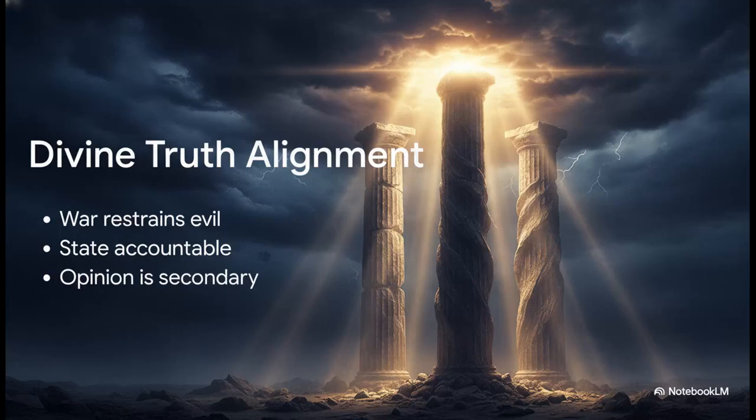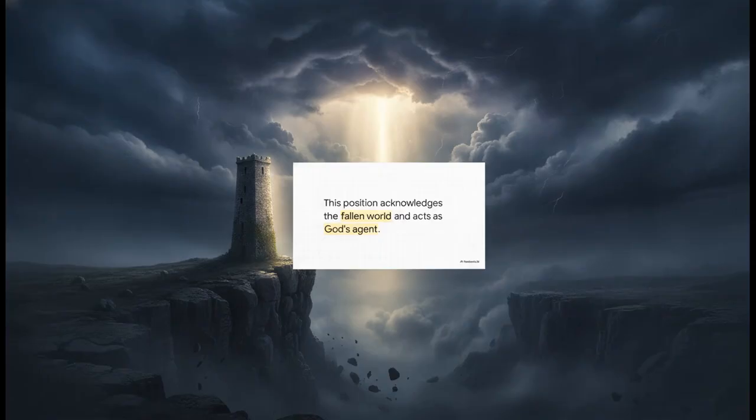To summarize the core tensions of this worldview, the text outlines 3 alignments with divine truth. First, that war is authorized by God specifically to restrain evil. Second, that the state wielding this power is completely accountable to God for how it uses it. And third, that human opinion, no matter how intensely emotional it might be, is always secondary to the objective standard of divine justice. Which brings us to the source's final claim.